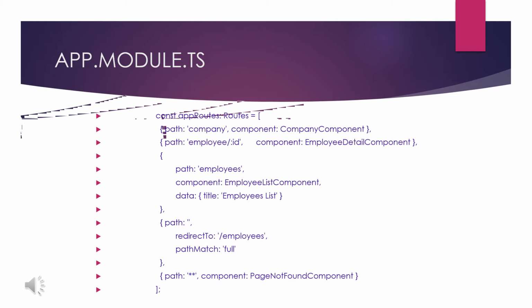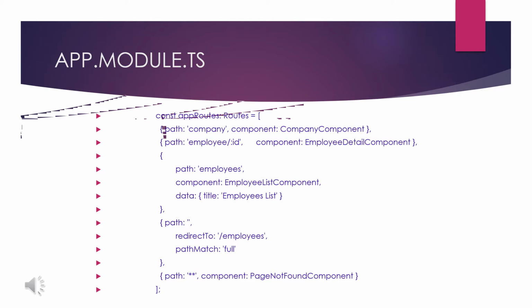For example, I have a sample website, www.sample.com, and then slash company will be shown. This company path will load the company component. Next, I have the employee detail component. For this employee detail component, I have given a particular value, employee, which will be shown on the URL address.